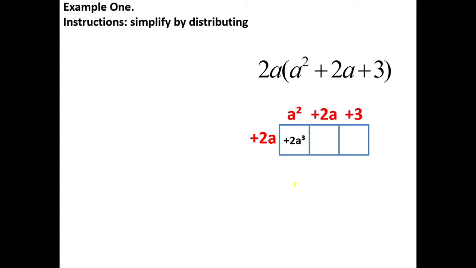Okay, now let's do the second one. This is a to the 1, and this one up here is also a to the 1. So we're going to add their exponents. A to the 1 times a to the 1 is a to the 2. And the coefficients, 2 times 2 is 4. So we end up with 4a squared. To get the last box, there's no a's up here, but there's a 2 times a 3. 2 times 3 is 6. So we end up with 6a. So our answer from distributing is 2a to the 3rd plus 4a squared plus 6a.